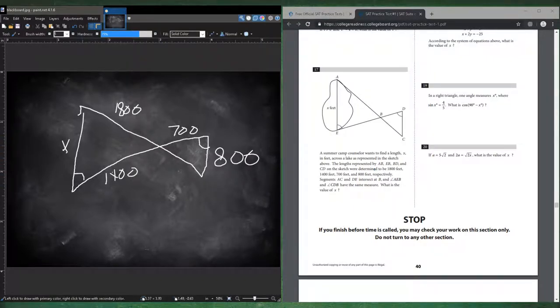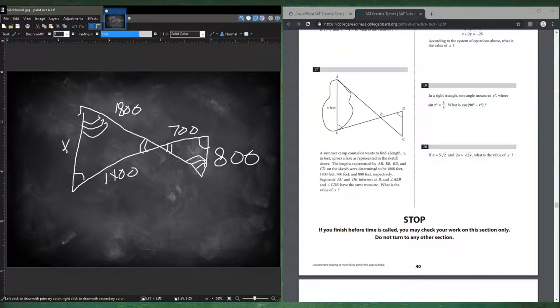Since these two angles are the same, what they usually give on SATs is that if they give you one angle as similar, what they're saying is that the shape is similar. Same thing with lines. If they're saying a line is parallel, usually they're saying the entire thing is parallel. Also vertical angles are congruent, so these two angles are the same. Since both triangles have two angles that are the same, the third angle has to be the same for both of them.